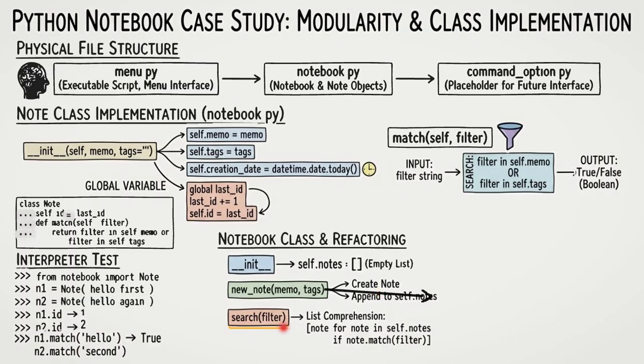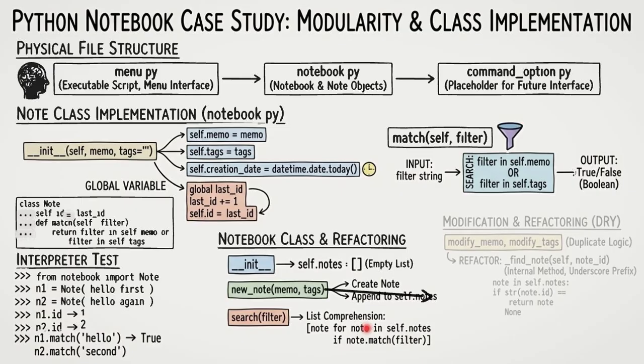For searching, the search method uses an elegant list comprehension. It iterates through all notes and collects only those where the match method returns true. Finally, let's look at refactoring our modification methods.